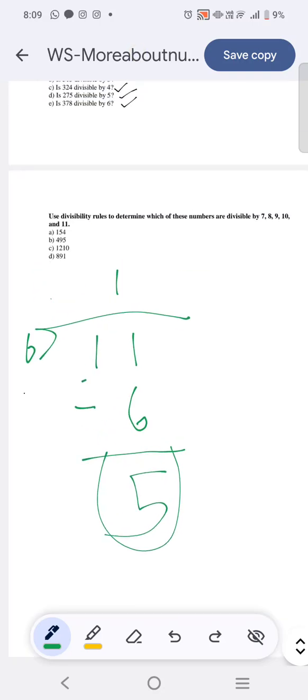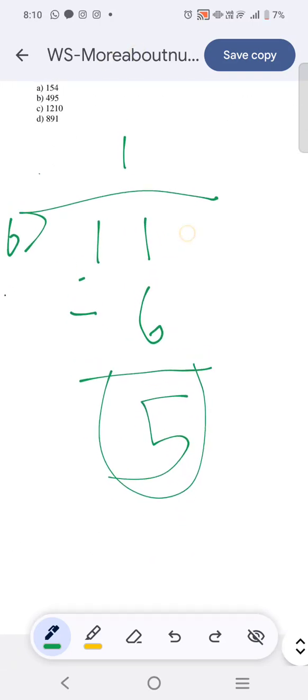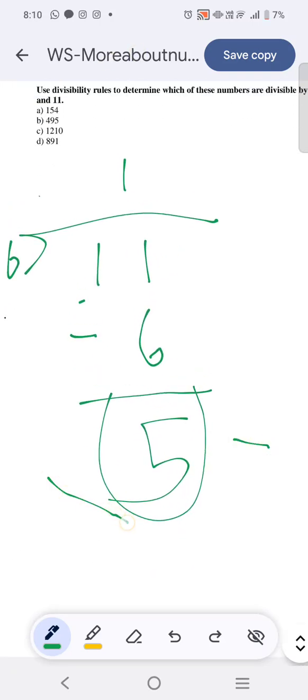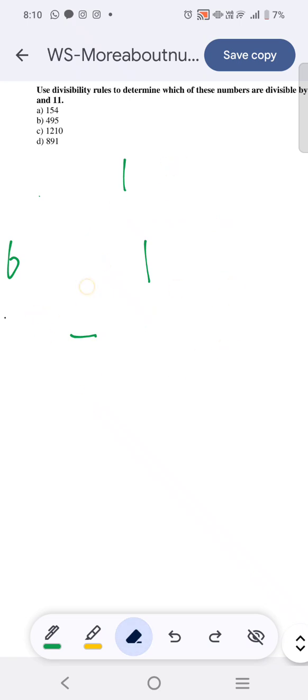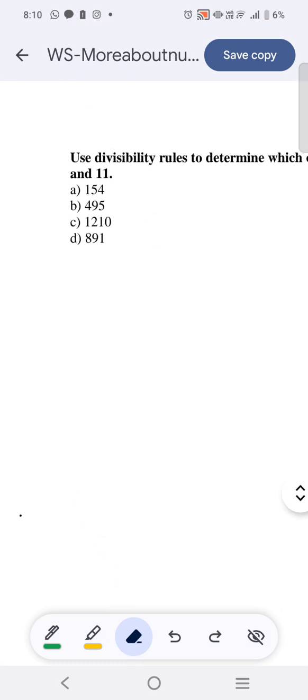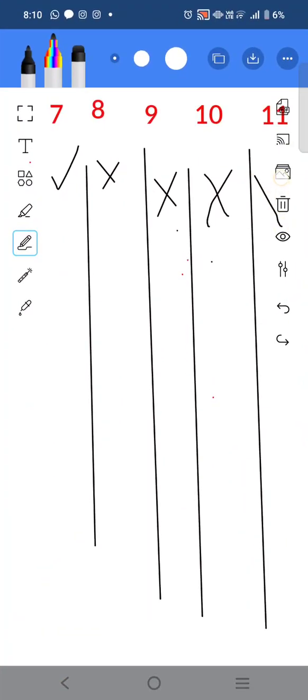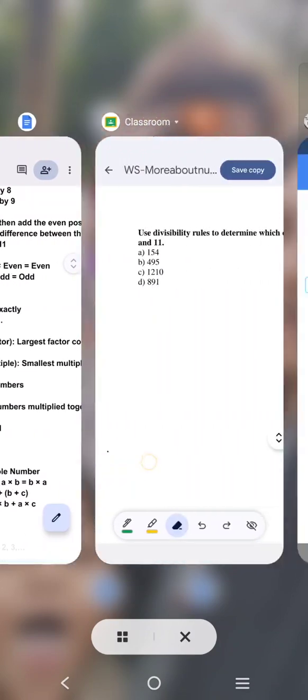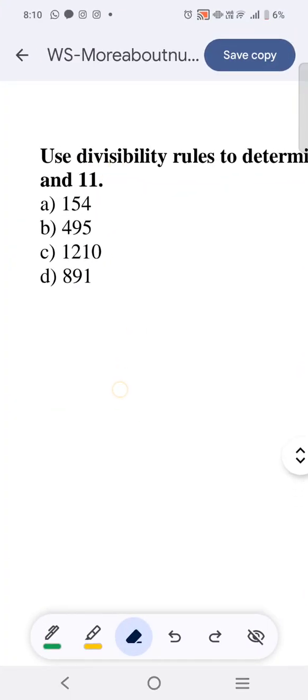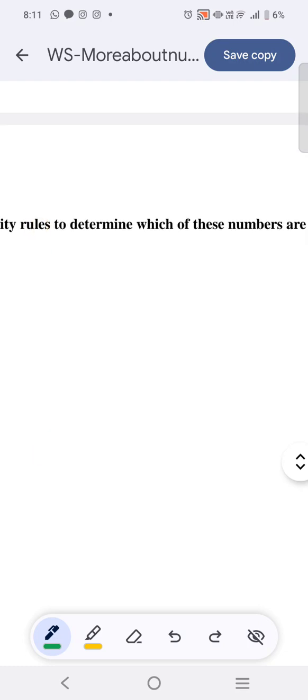So if there is a remainder, this means that the 11 is not completely divisible by 6. Which means that 154 is not divisible by 11. Okay, let's go on to the next one, which is 495. Now let's see if it's divisible by 7.